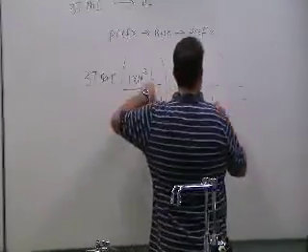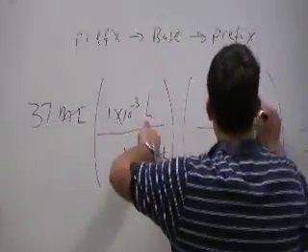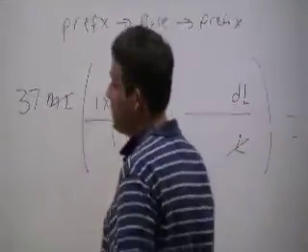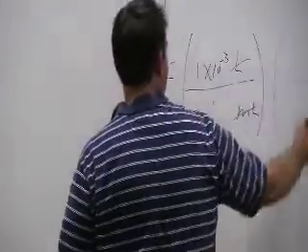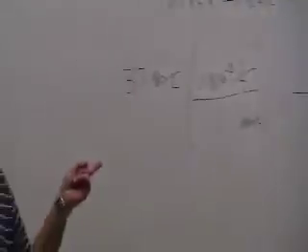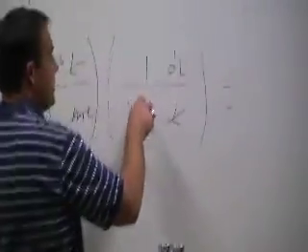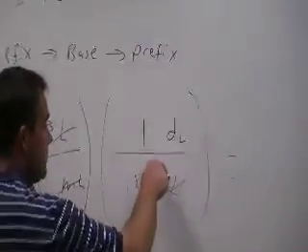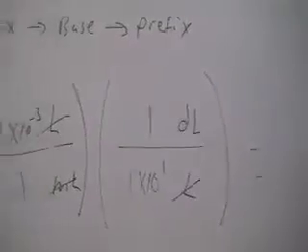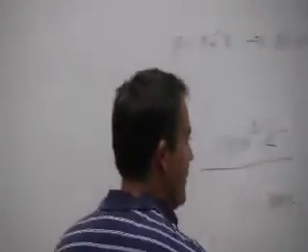Here, there's a liter on the bottom, and what goes on the top? A deciliter. All right, so 1 goes with deci. And what is the number that goes with deci? 1 times 10 to the what? To the 1? Was it 1 or negative 1? Negative 1. All right.